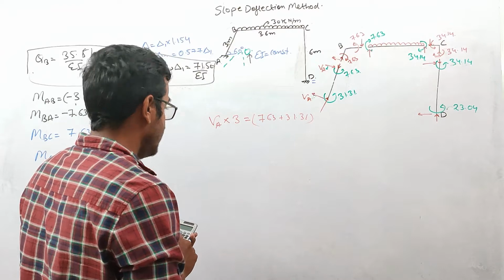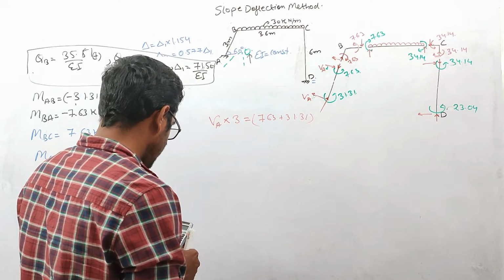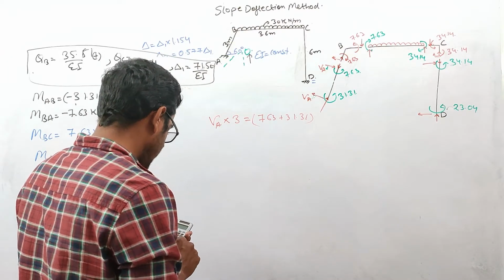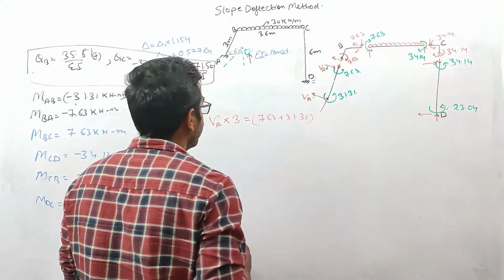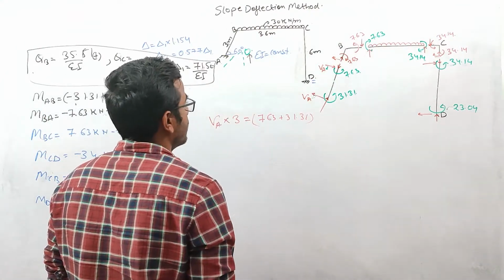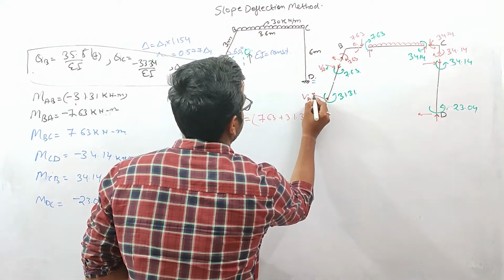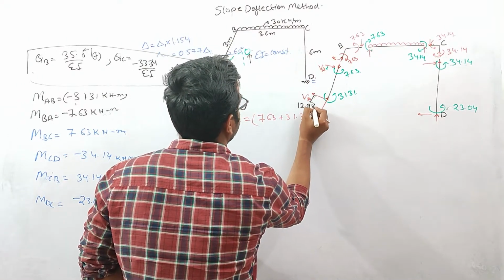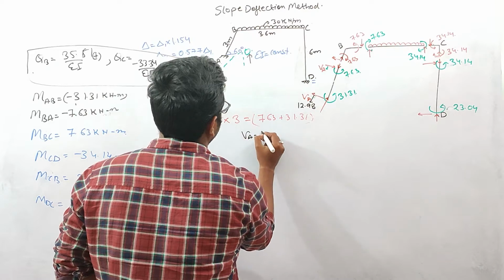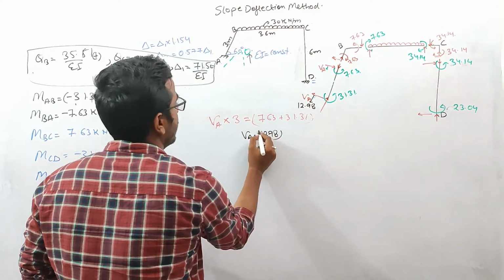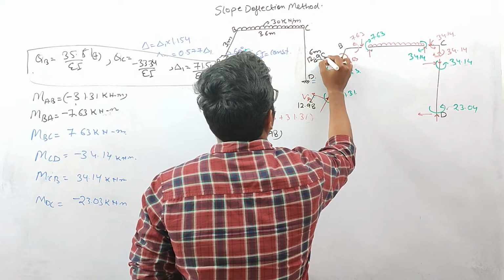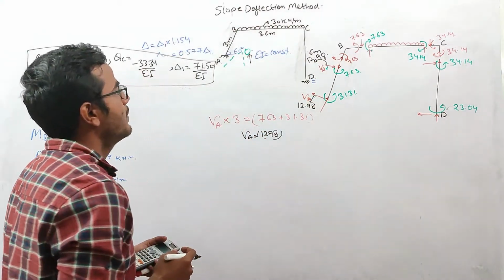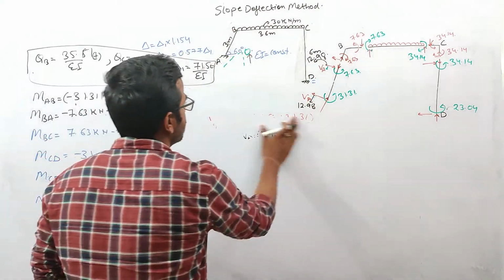Now if you calculate the value, 7.63 plus 31.31 divided by 3, this VA value comes out to be 12.98. So VA is 12.98. Similarly, this value will again be 12.98. This thing is done.